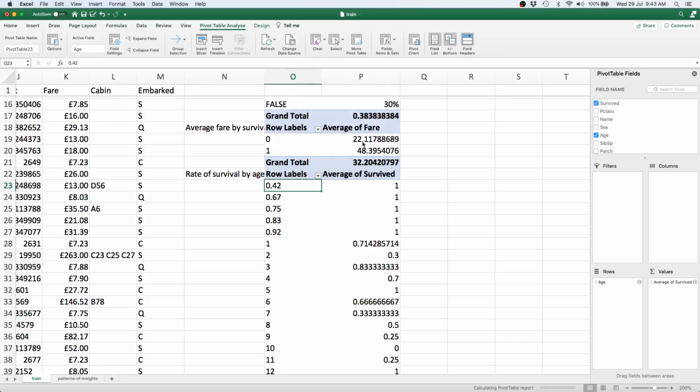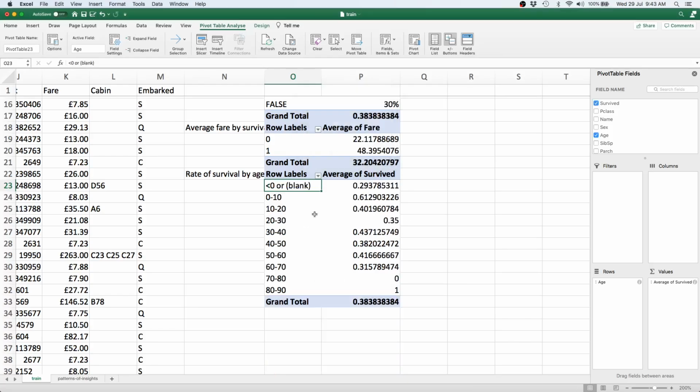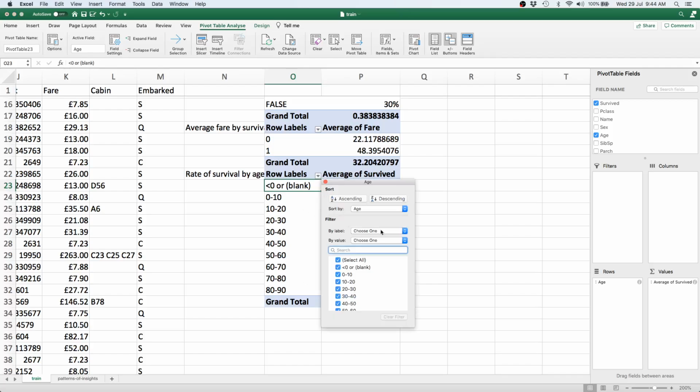And then when we click OK, we see that the data becomes a lot more compact, and instead of having a survival rate at each unique value of age that is present in the data set, we get aggregated survival rate for different ranges of these values. Now those are our values. Let's sort this by decreasing order, and we want to sort by the average of survival.